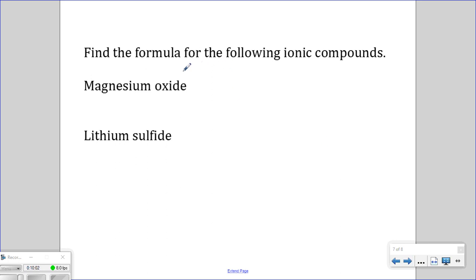So we'll do one example here where we find the following formula for the ionic compounds for magnesium oxide, and then try out lithium sulfide for yourself. So for magnesium oxide, we'll follow the same rules that we did before with sodium chloride in the previous example. So we'll first start by writing the symbol for each element. So magnesium is Mg, oxide is for oxygen, and that just gets the symbol O.